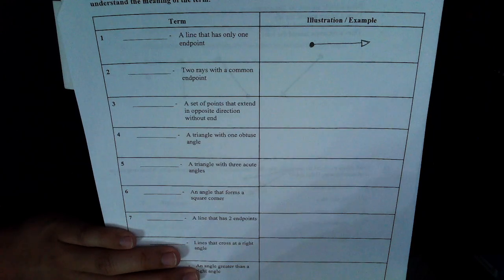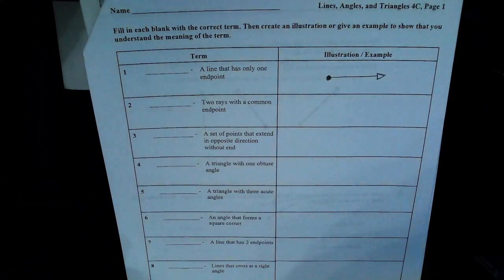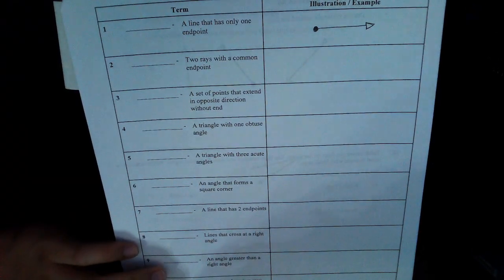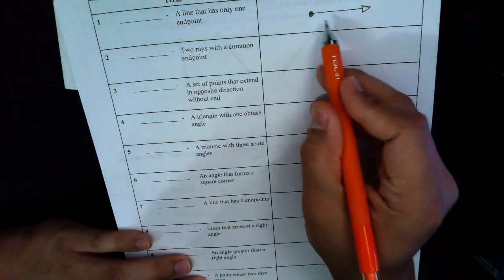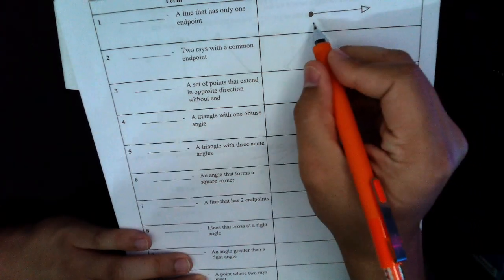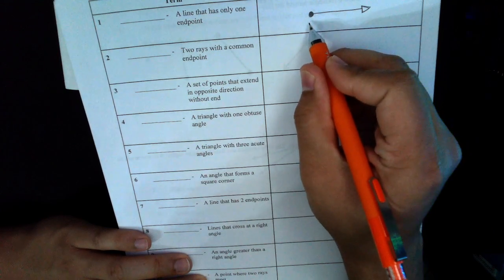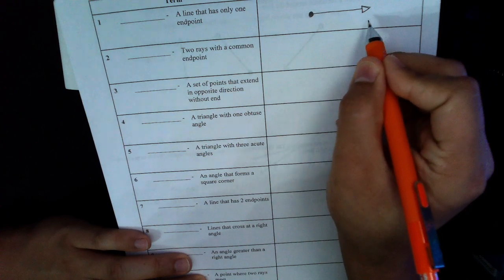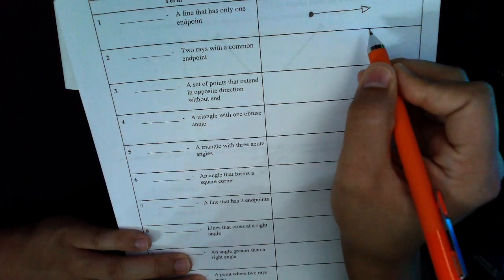Okay, sorry, try again. Not parallel, because remember, for parallel I need two. I only have one line here. If it has one point where it stops and one side that goes on and on forever, what was it? It started with an R.